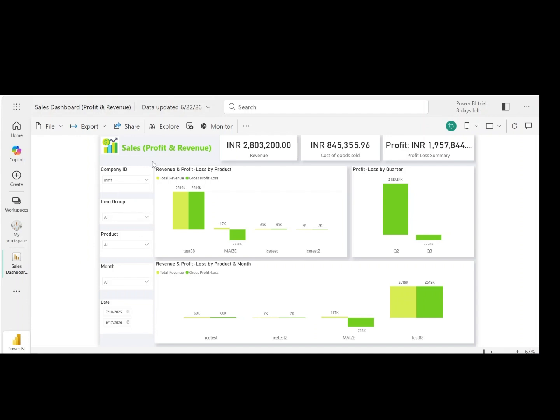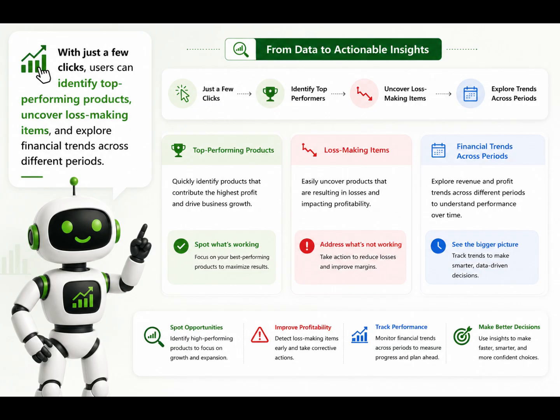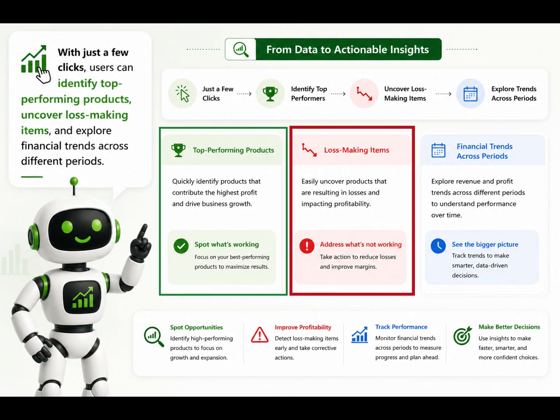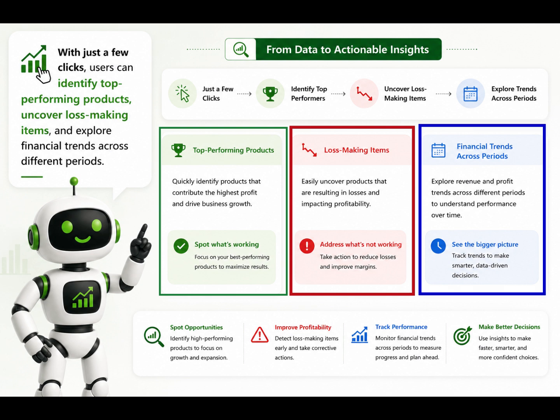The dashboard also features interactive visualizations that allow users to analyze revenue and profit loss by product, evaluate quarter-wise profitability trends, and monitor monthly product performance. With just a few clicks, users can identify top-performing products, uncover loss-making items, and explore financial trends across different periods.